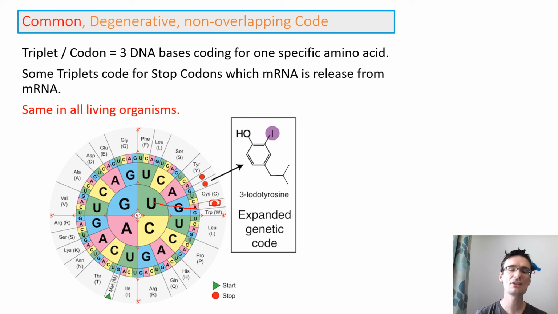Basically, these are the same codes in every single living organism. So the code UUA will always code for leucine. It doesn't matter what organism it is. So it's common across all living organisms that we are aware of.